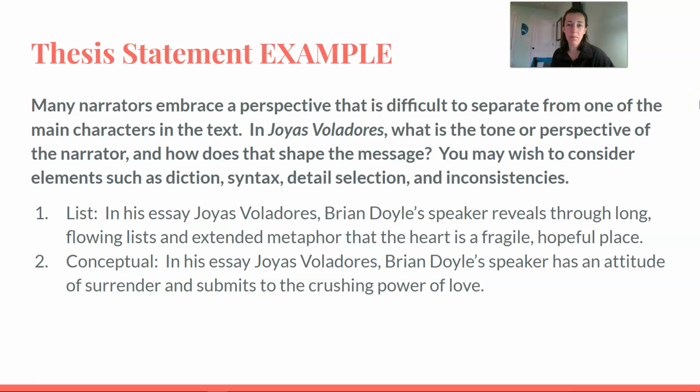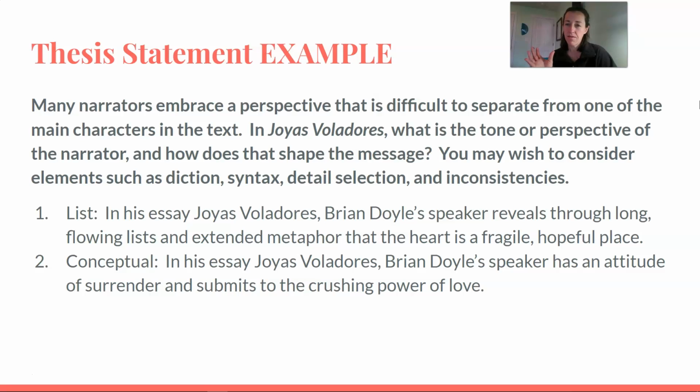Okay, so here is an example, and this is tied to the perspective concept from Sunday's creative analysis. So the prompt is, many narrators embrace a perspective that is difficult to separate from one of the main characters in the text. In Joyas Voladoras, what is the tone or perspective of the narrator, and how does that shape the message? So my list thesis is, in his essay Joyas Voladoras, Brian Doyle's speaker reveals through long flowing lists and extended metaphor that the heart is a fragile, hopeful place.